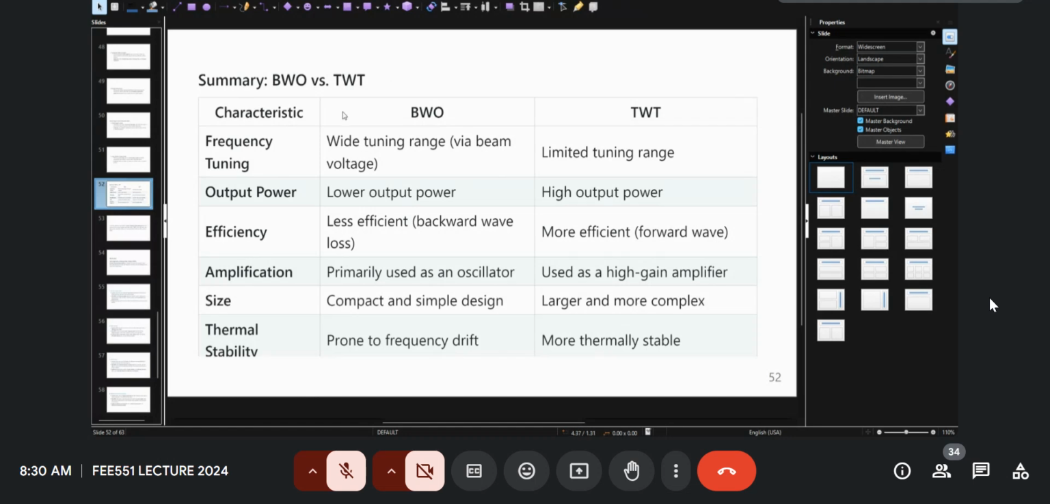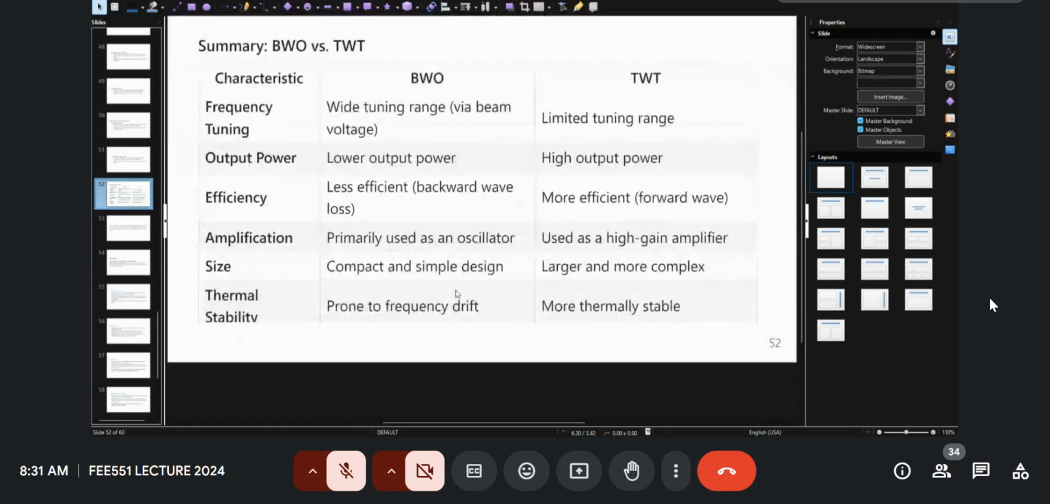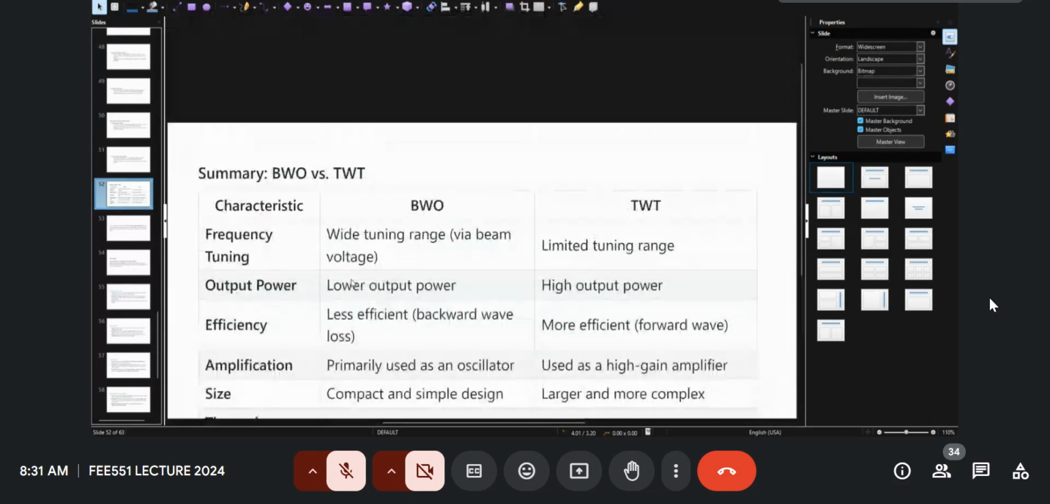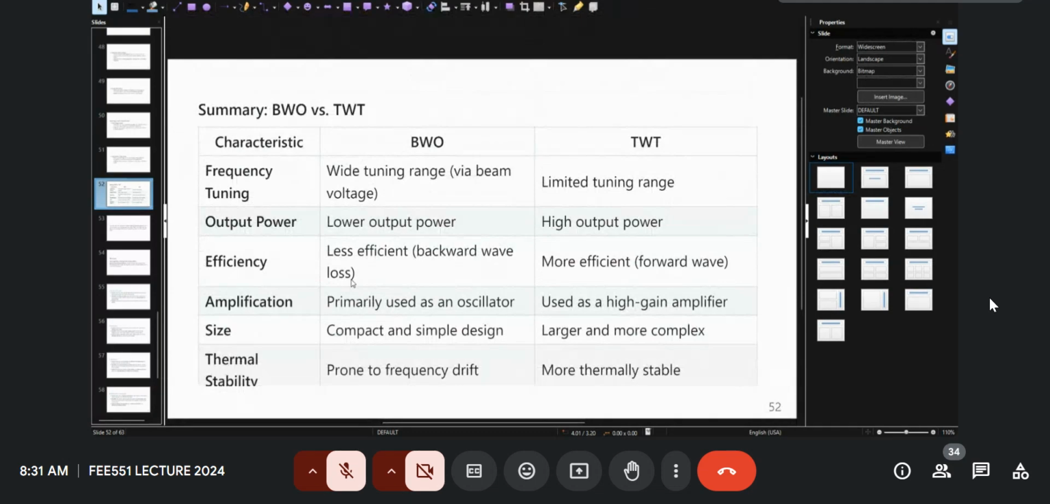So in summary, this is what makes the characteristics, the pros of one and the cons of the other. A wide tuning range is the pro of the BWO. A lower output power, it is less efficient. It's used as an oscillator, compact and simple design, prone to frequency drift and thermal drift. So those are things that you can keep in mind.